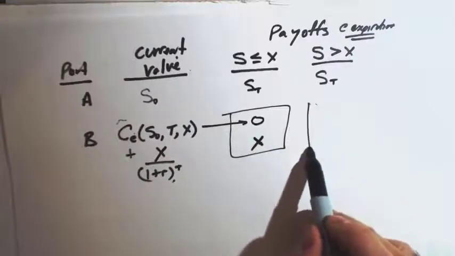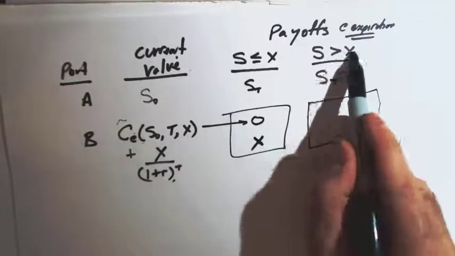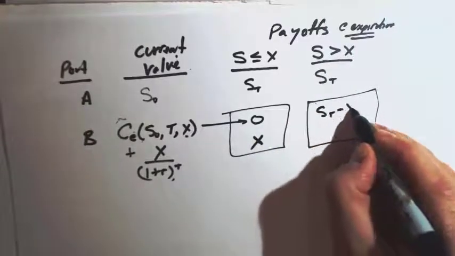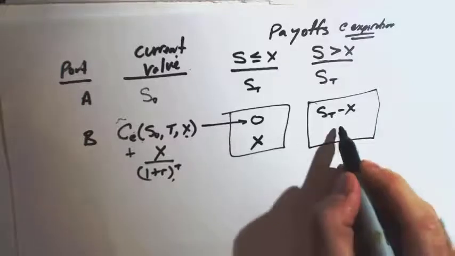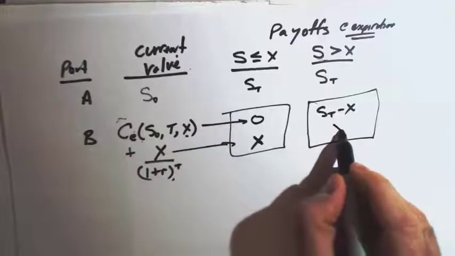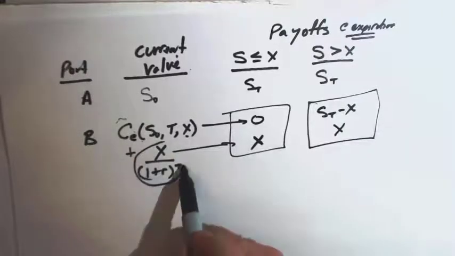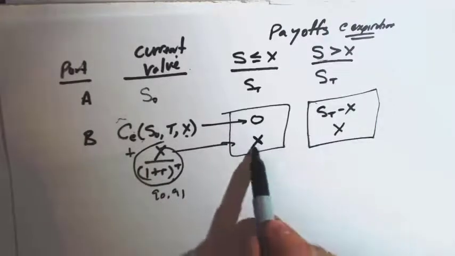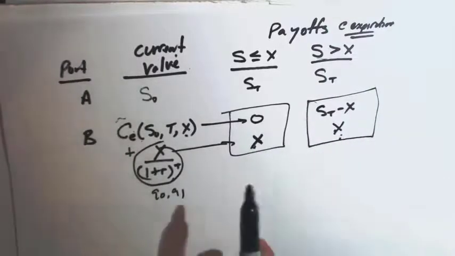Now, what is the payoff in this situation? Well, when the option is in the money, what is this option worth? It's worth ST minus X. This is the intrinsic value at expiration when it's in the money. And then this bond is going to be worth X also. So no matter what, if you want to put a number to it, the $90.91 is going to grow to $100. Regardless of where the stock is, the bond is going to pay off $100.